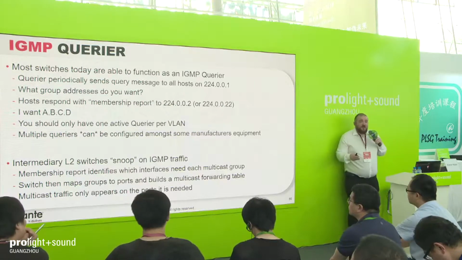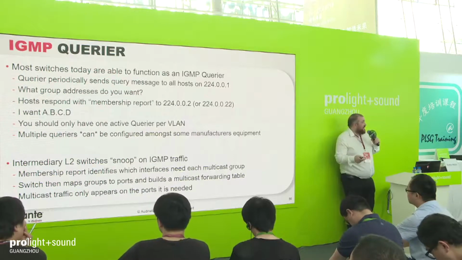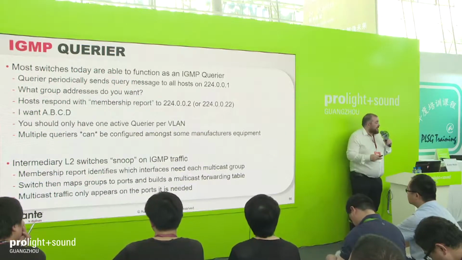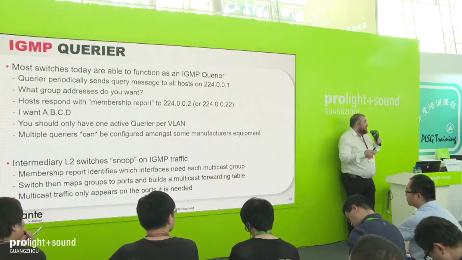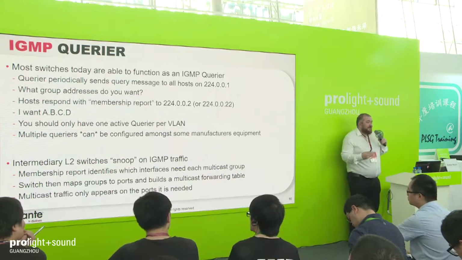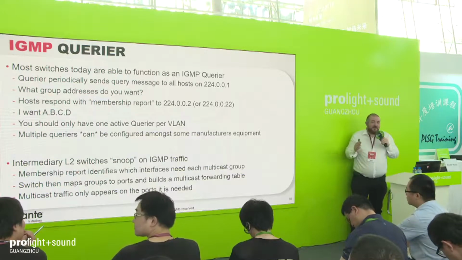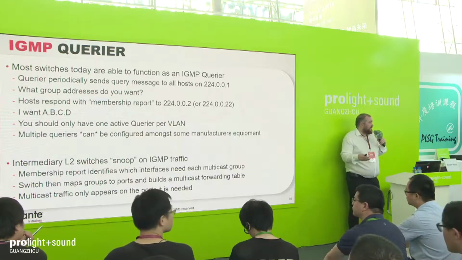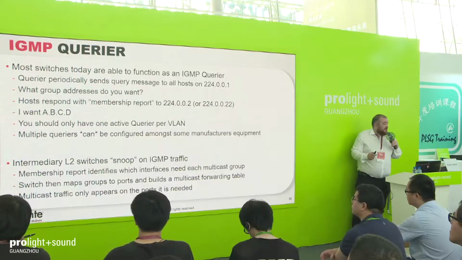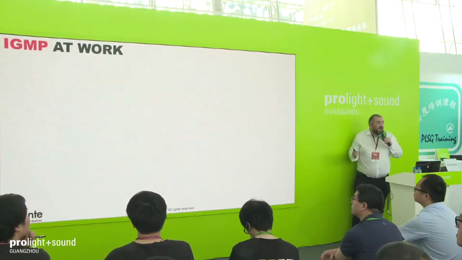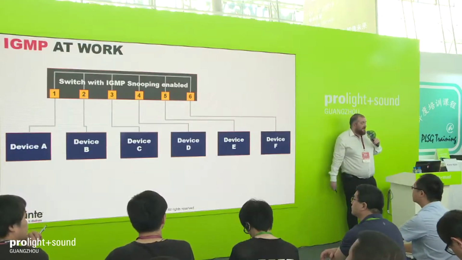Now the switches in between listen out for that traffic. They listen out for the queries, which mention the different groups, and they listen for the reports. And they basically set up rules in their forwarding tables to go, okay, this particular multicast traffic can go on this port to this device, but not on this port. So it's much easier to visualize this.